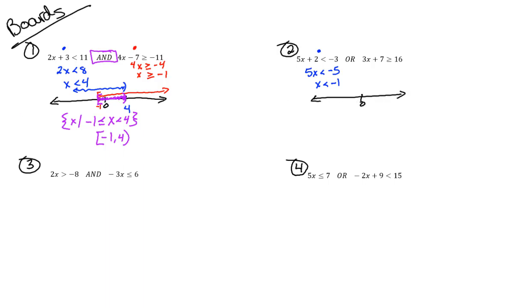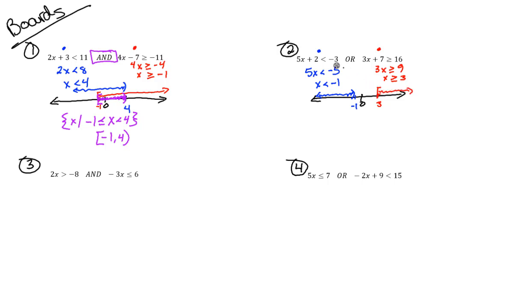There's 0, and so we have -1 is about right there, and it goes that way. So we're like this. Good. And now let's do the other guy. Put him in red. So subtract 7, we get 3x is greater than or equal to 9. Divide by 3 and we get x is greater than or equal to 3. So 3 is about right here, and he goes that way.